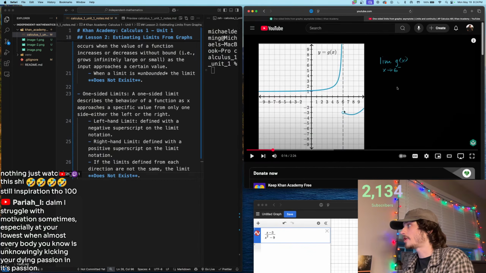We're undefined. So interesting. So this one is going to not exist either. Well, maybe actually, this one's interesting because from the negative direction, you have a limit that doesn't exist. But from the positive direction, you do have a limit that exists.